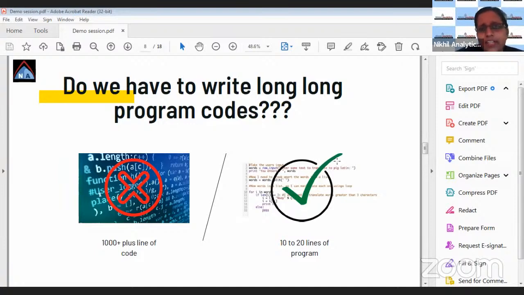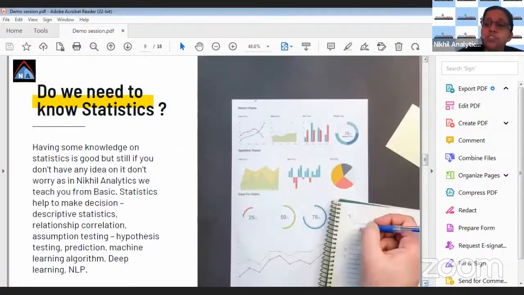So here, let's say the agenda is, do you have to write the long program codes? No. So you are lucky. Then comes, do you need to know statistics? Yes, you need to know statistics. But good news is, in Nikhil Analytics, we will be teaching you statistics from scratch. So you should not worry. You will be knowing from basics all about the statistics and how the results are being interpreted with the help of the software, how you are going to implement everything you will be taught. So you should not worry about that.